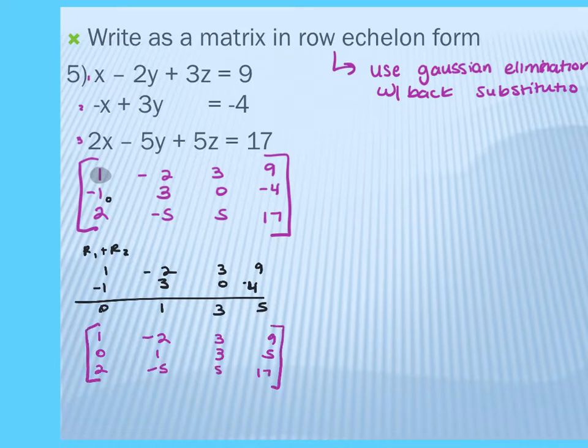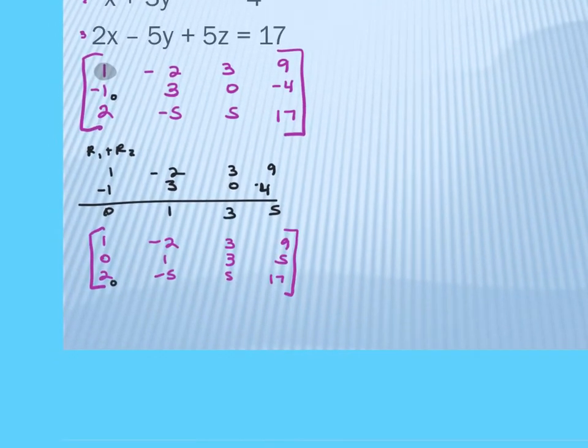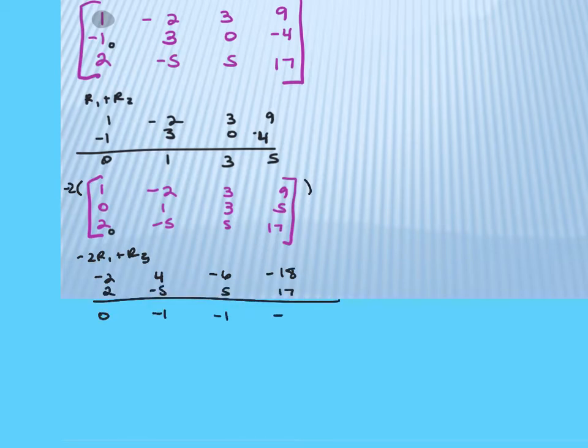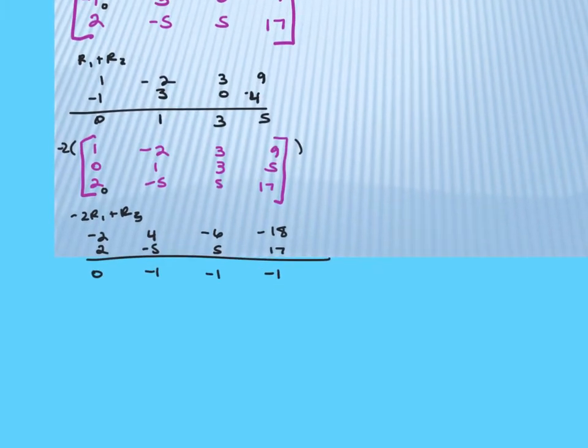Then I'm going to continue to work my way down in that L shape. So I want a 0 here. I would do that by multiplying row 1 by negative 2. So negative 2 row 1 plus row 2. Row 3, sorry. Negative 2, 4, negative 6, negative 18, 2, negative 5, 5, and 17. And replace row 3 with that.